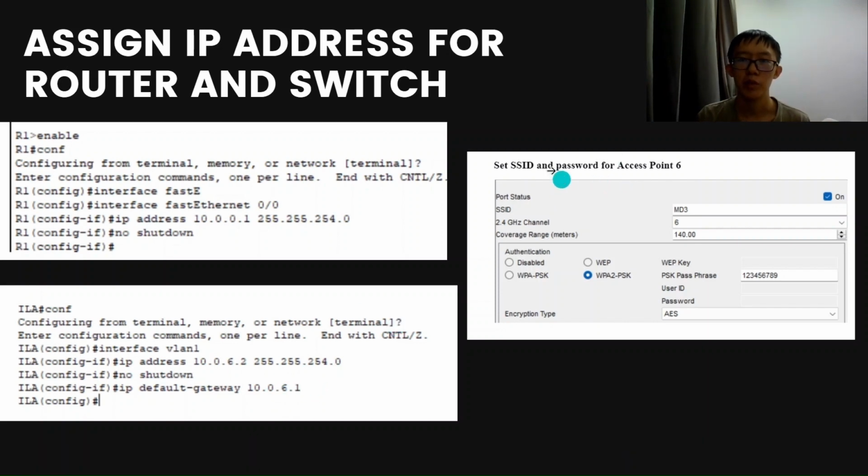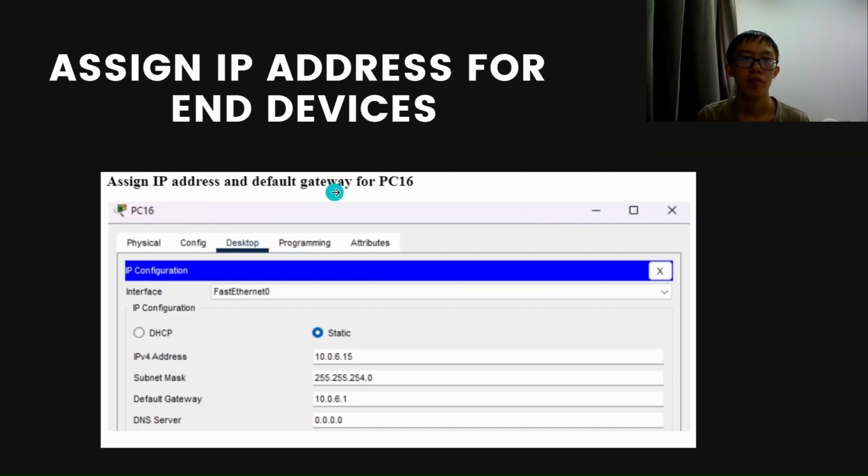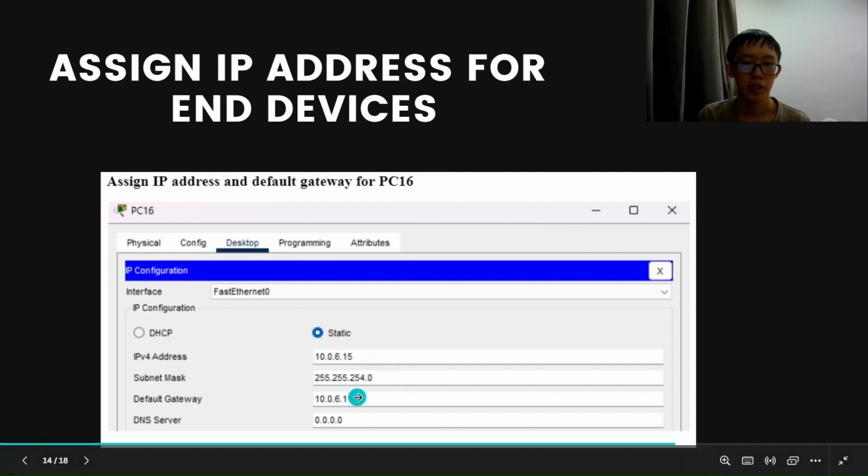For the access point, we need to set the SSID and the password. Then we need to change the SSID. For the authentication, we need to choose WPA2-PSK, then we change the password. This is how we assign the IP address for the end devices. We need to click the desktop, then IP configuration. We need to enter our IP address, the subnet mask, and the default gateway based on the department switch.